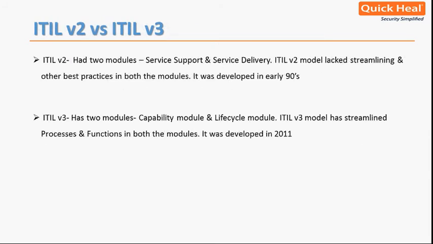Moving on. So, what's the difference between ITIL version 2 and ITIL version 3? Now, it's a basic difference. ITIL version 2 had two modules only, that was service support and service delivery, whereas ITIL v3 has also two modules, but those were capability module and lifecycle module. Now, capability module and lifecycle module are more or less focused on processes and functions. They have interdependencies. However, service support and service delivery were not at all dependent upon functions and processes.